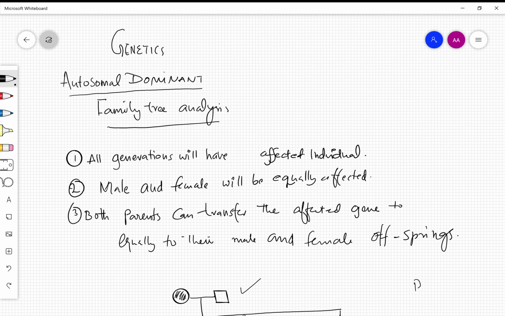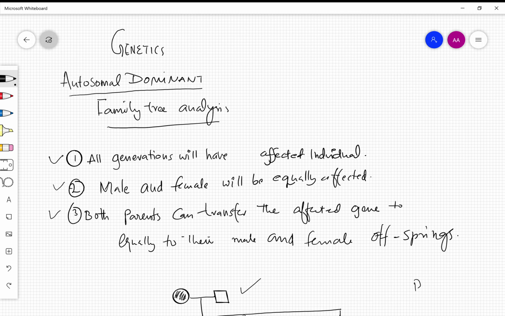Okay, so this is one of the series on genetics, and in most exams we usually get a family tree for analysis, and then we are asked what do you think about the inheritance pattern. So today we will be talking specifically about autosomal dominant inheritance, and for family tree analysis purposes, these three conditions should be satisfied to say for sure that yes, this is an autosomal dominant inheritance.